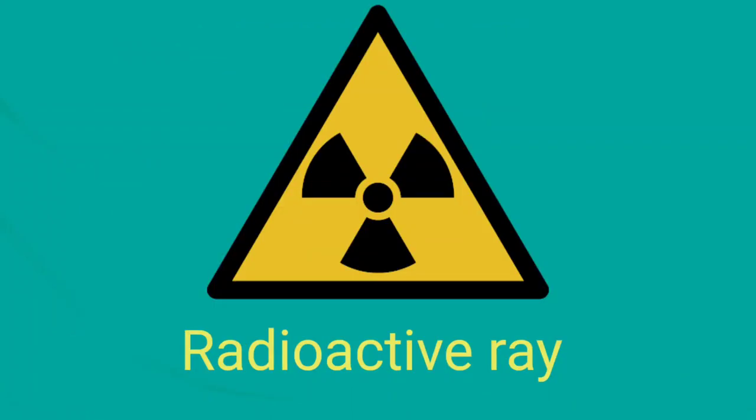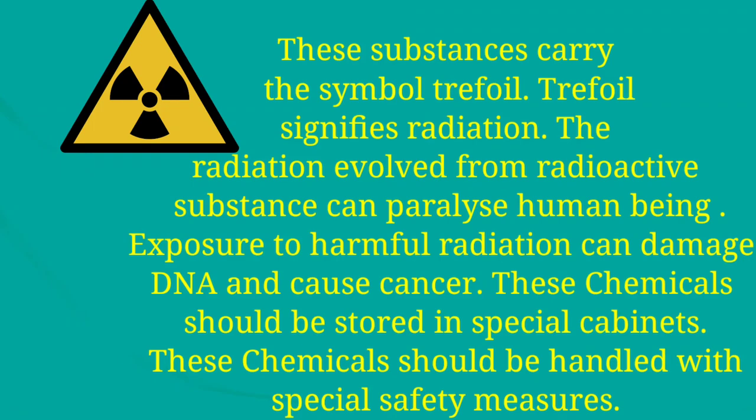Number ten, radioactive ray. The substances which carry the trefoil symbol signify radiation. The radiation emitted from radioactive substances can paralyze human beings. Exposure to harmful radiation can damage DNA and cause cancer. These chemicals should be stored in special cabinets. These chemicals should be handled with special safety measures.